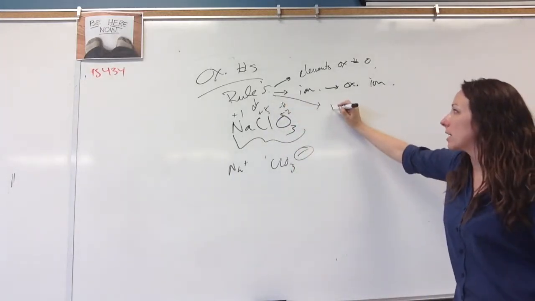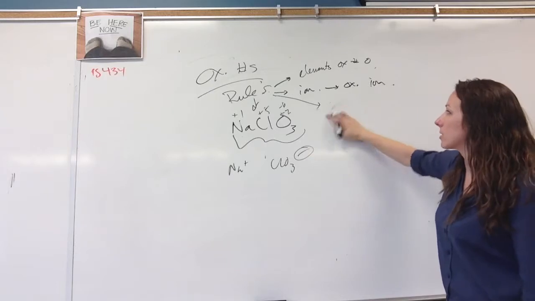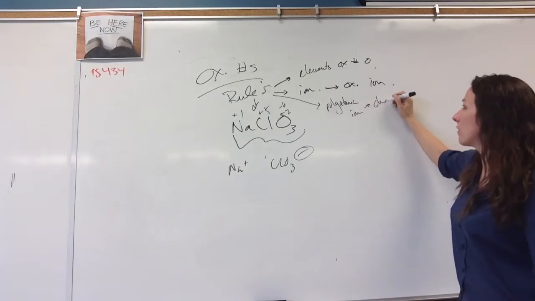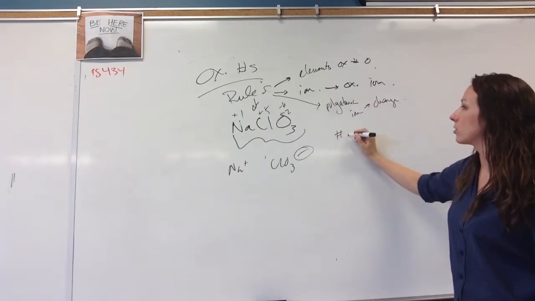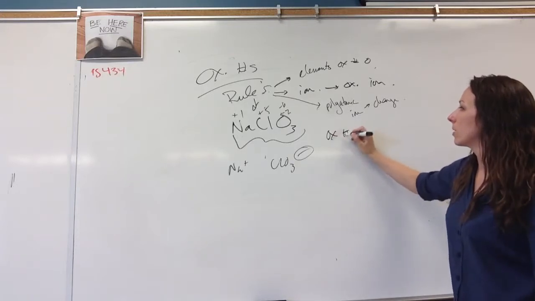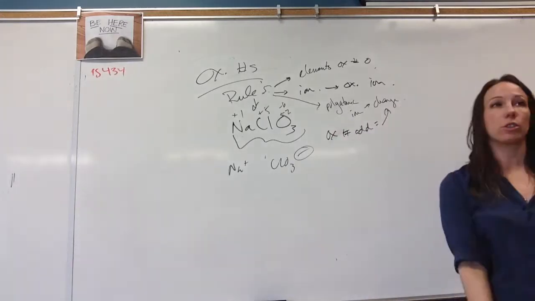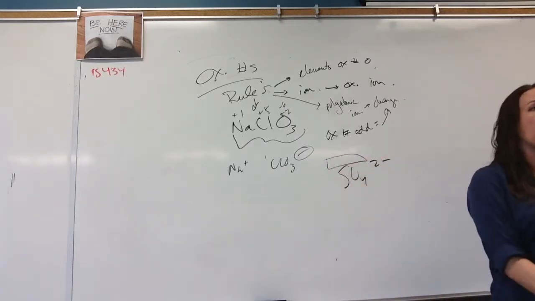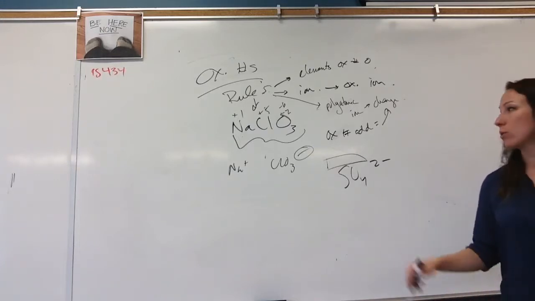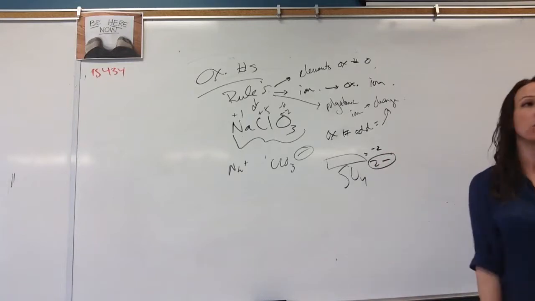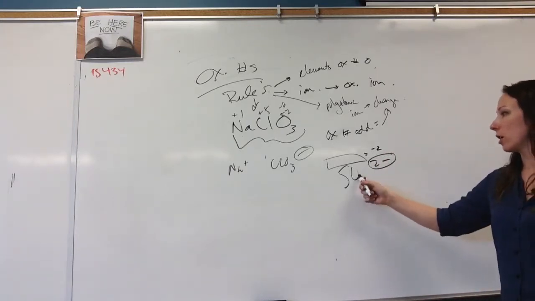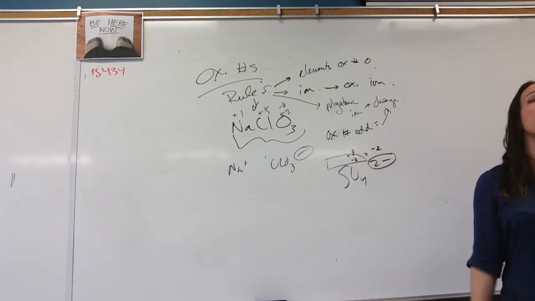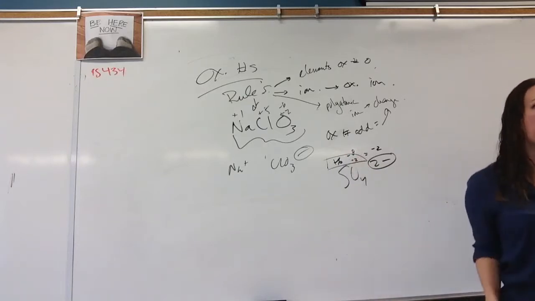So another rule is if you have a complex ion, a polyatomic ion, the oxidation numbers better add up to equal that charge. So if I have SO4 2-, whatever my oxidation numbers end up being for S and the total of O's better equal -2. So let's do this one. Oxygen is -2, 2 times 4 is -8. The sulfur must be positive 6 because they have to add up to the -2.